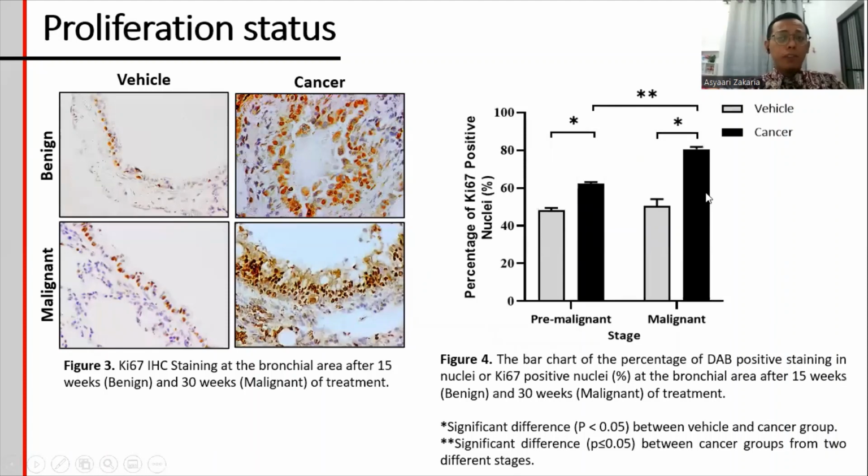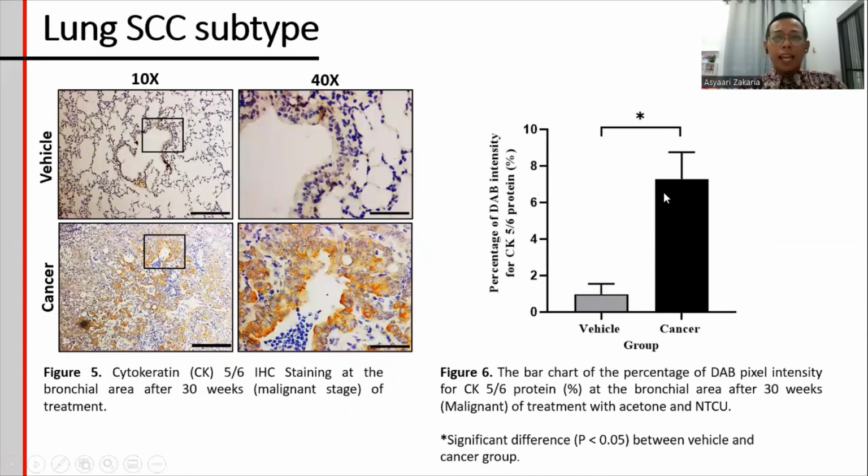Then, we measured the proliferation status using Ki-67 protein to confirm the increased epithelium thickness. The actively proliferating cells were observed to be higher in the cancer group as compared to the vehicle group. The proliferation activity was also found to be higher in the malignant as compared to the benign stage. Finally, we confirmed the lung SCC subtype in the malignant stage as they show lung SCC characteristics. Briefly, we found an expression of CK5/6 and SCC biomarker in the cancer group, indicating the lung SCC subtype.